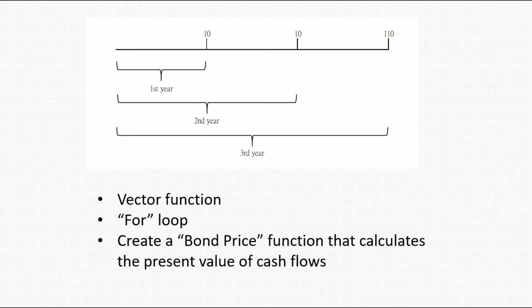Thirdly, instead of putting everything into the main program, we can create a function called the bond price function that helps us to calculate the present value of cash flows so that it would be convenient for us to call such function when we write our main program later. After we have understood the logic behind, our C++ program will look like this.